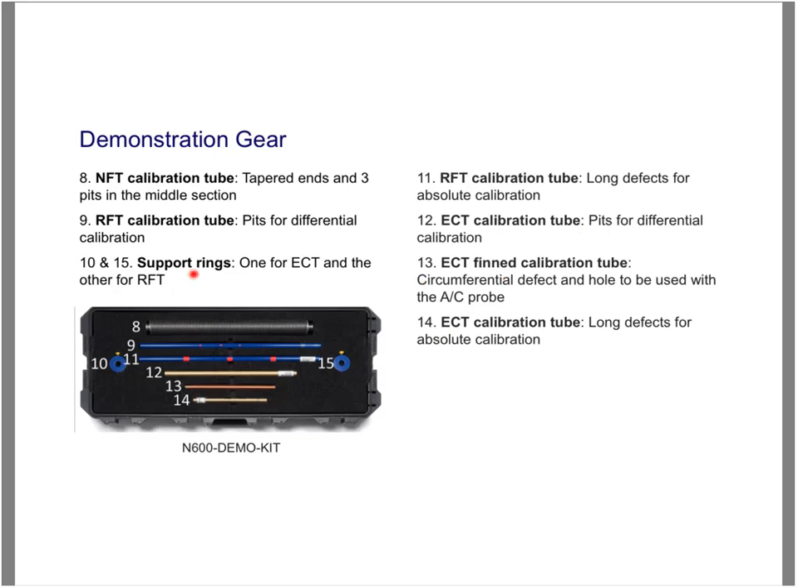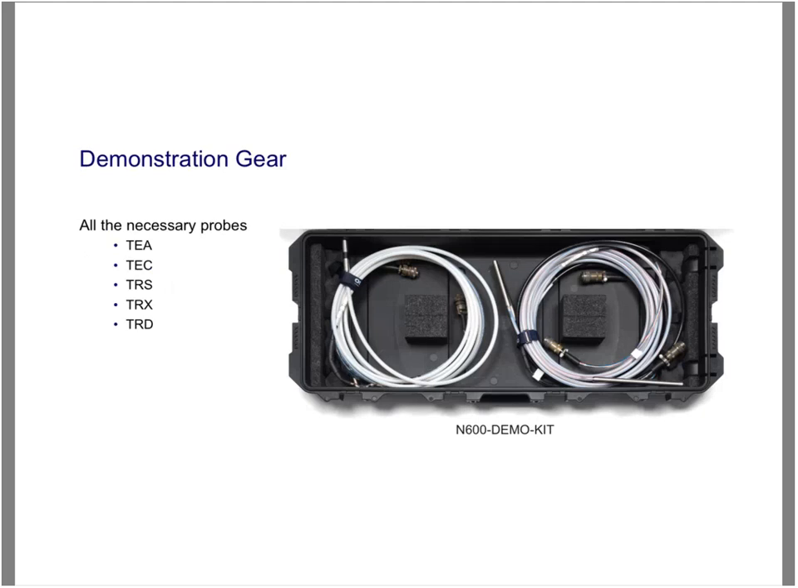We also have support rings, which are made to imitate a support, and that's very good when we want to do the auto mix function. And last but not least, we have an eddy current fin carbon tube calibration tube, and this just shows circumferential cracking defects and stuff like that. That one I'll show you just visually what it looks like. And we also have the probes. We have a regular bobbin probe, which is the TEA. We have a bobbin and pancake probe, the TEC. We have a single exciter remote field probe, the TRS. We have a dual exciter remote field probe, the TRX. And we have a near field probe, the TRD.